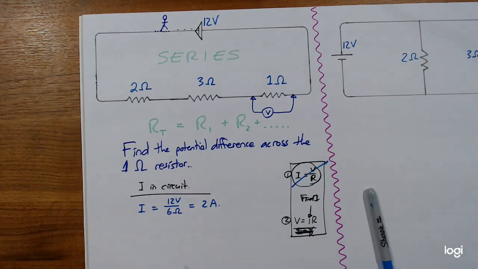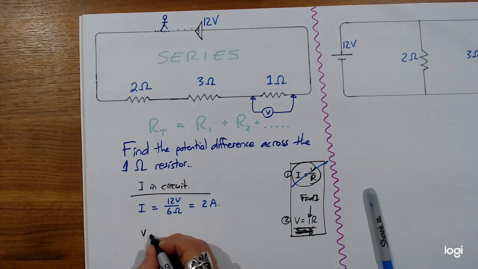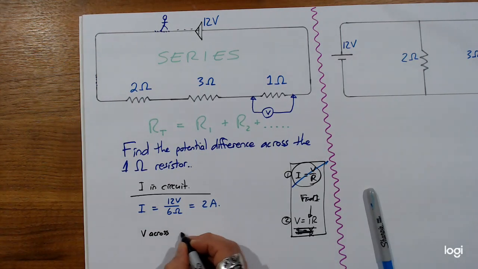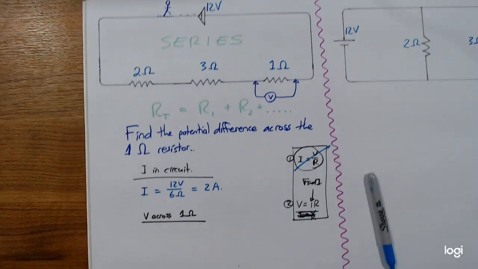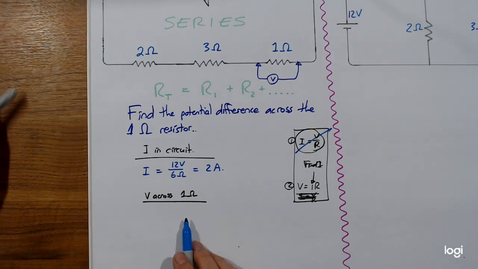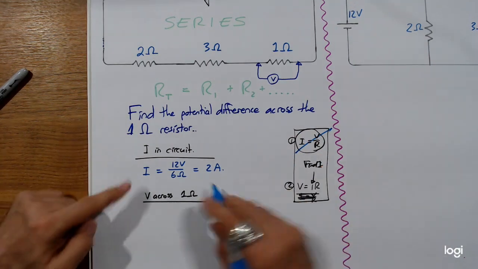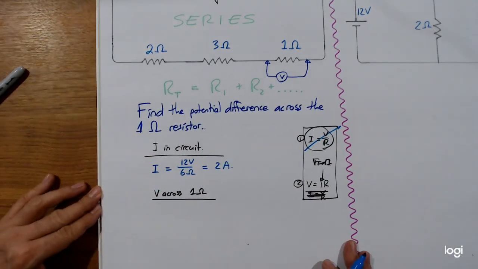And again, tell yourself and tell the person who's marking this thing, you're finding the voltage across the 1 ohm resistor. This is the bit where you're answering the question. It's very handy to do that. The people who mark your exams love this sort of stuff as well. It's easier to find the marks that they should be giving you.